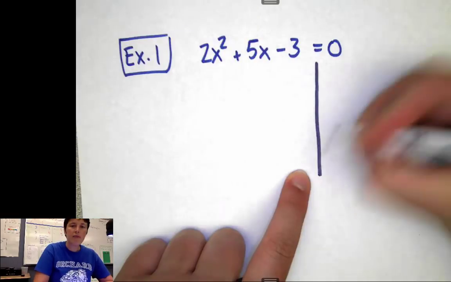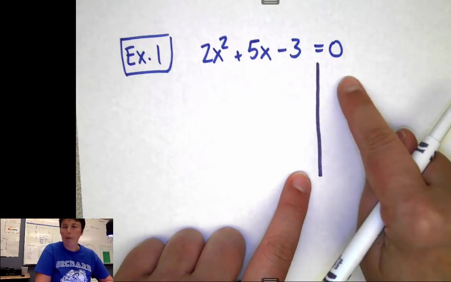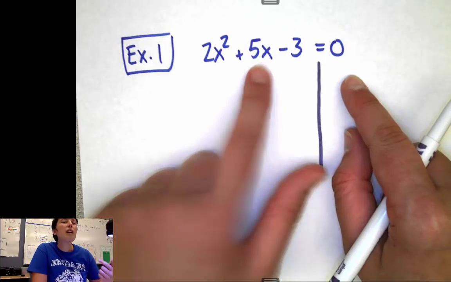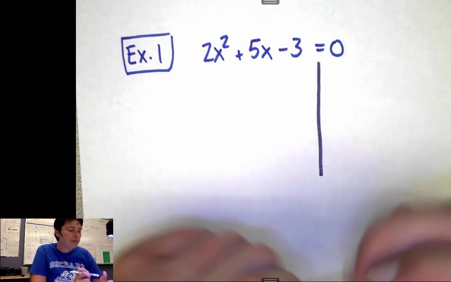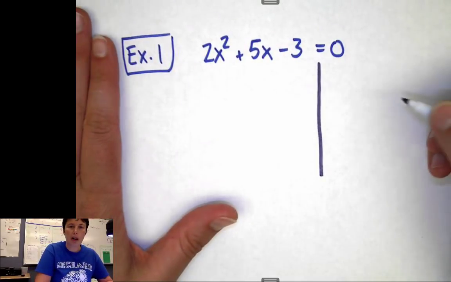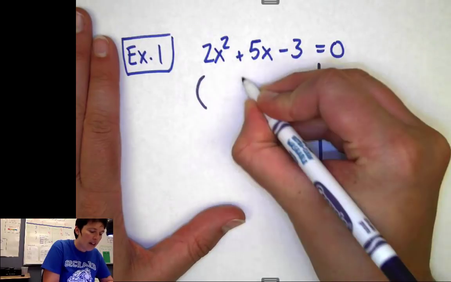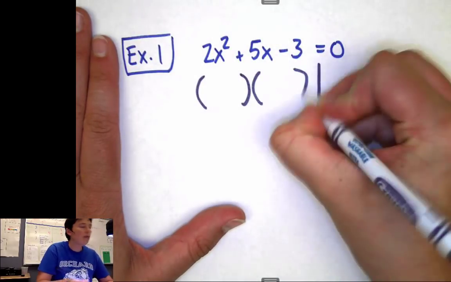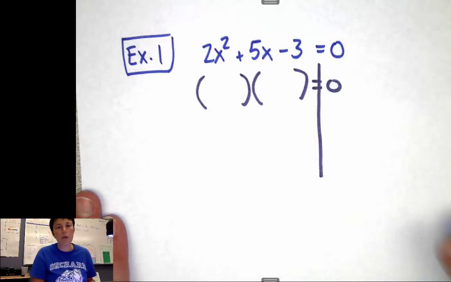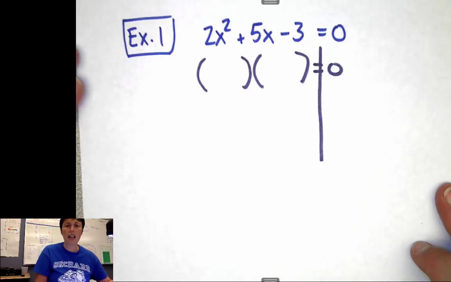But to solve it, if I move the 3 over, I'm going to be really stuck right away with this x squared and this x. And I'm not really going to know what to do. So instead, I'm thinking in my head, why don't I use that zero product property? Why don't I factor this problem into two parentheses that are equal to 0? It's going to make things so much easier. So that's exactly what I'm going to do.